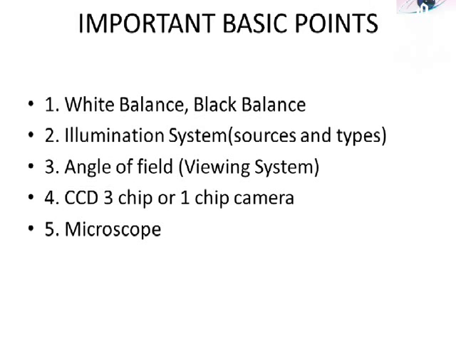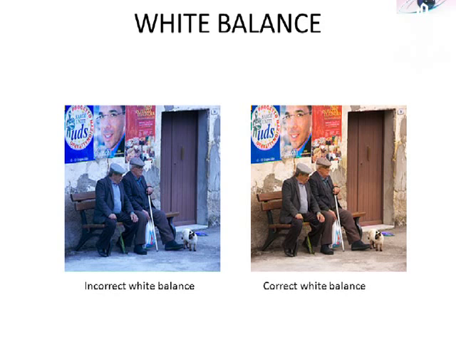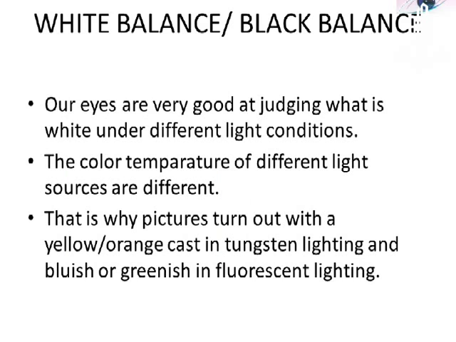Important basic points: white balance and black balance, illumination system, what are the sources and the types, angle of field, viewing system, that is CCD 3-chip camera or 1-chip camera or a microscope. Now here you can see the correct white balance, and our eyes are very good at judging what is white under different light conditions.